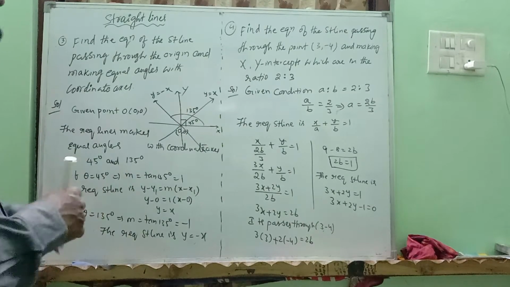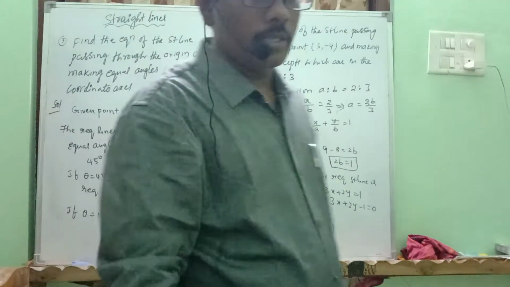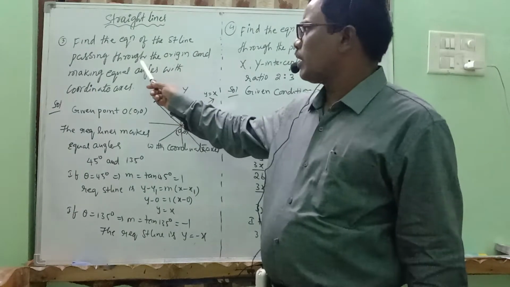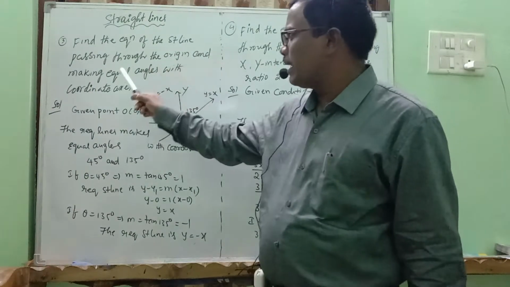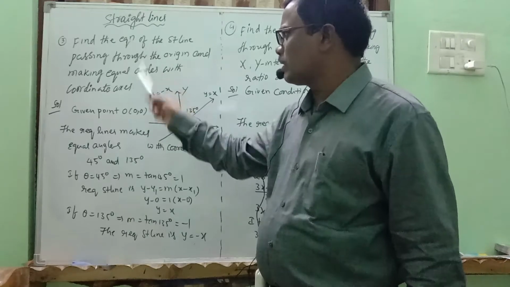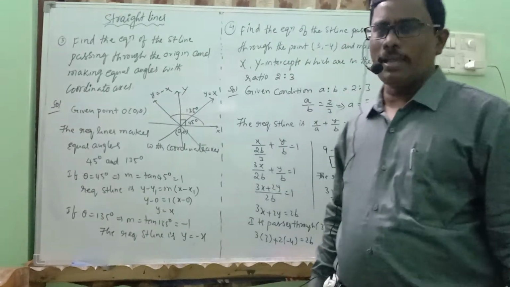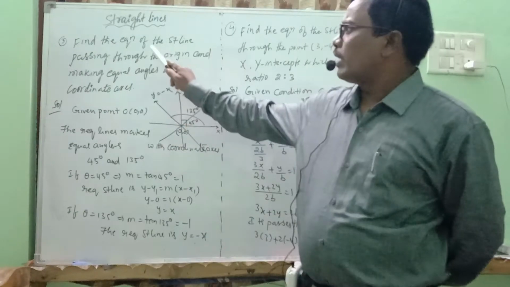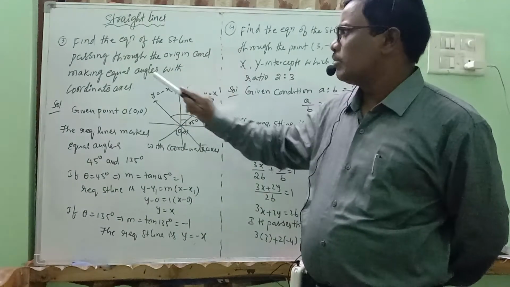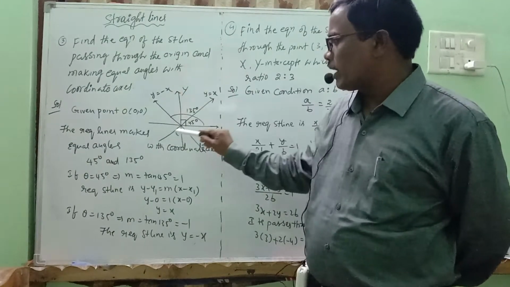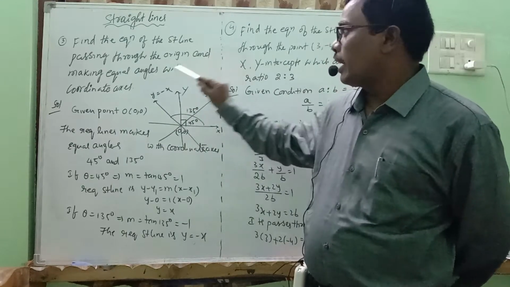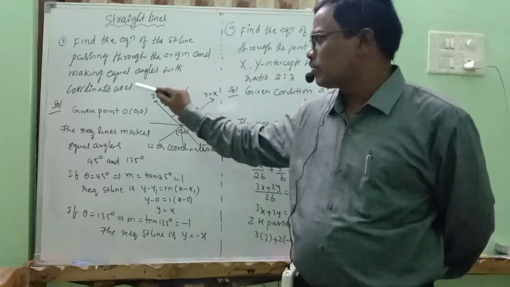Okay, now next another problem. Third one. Find the equation of the straight line passing through the origin and making equal angles with the coordinate axes. Once again, find the equation of the straight line passing through the origin and making equal angles with the coordinate axes.